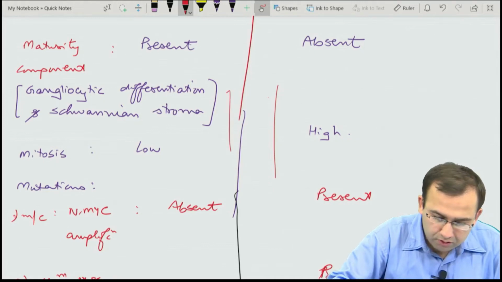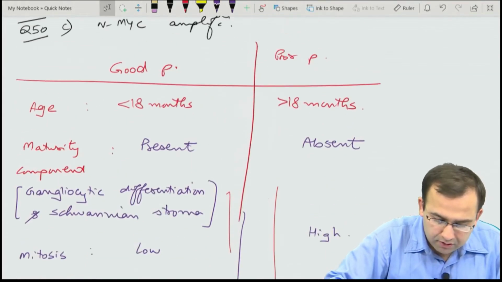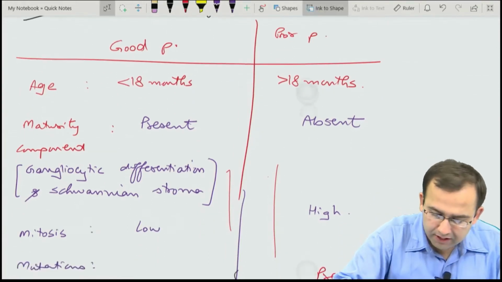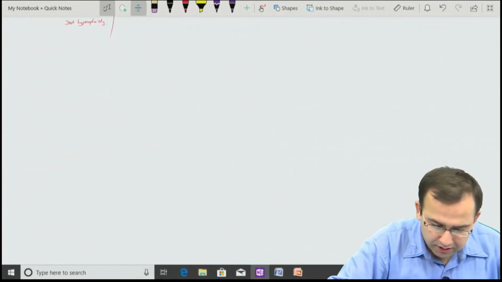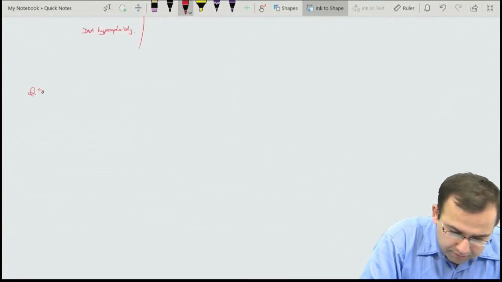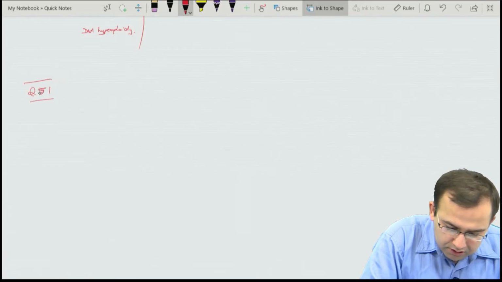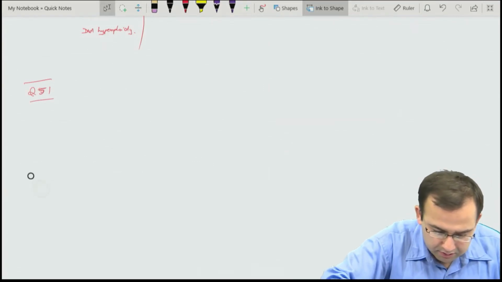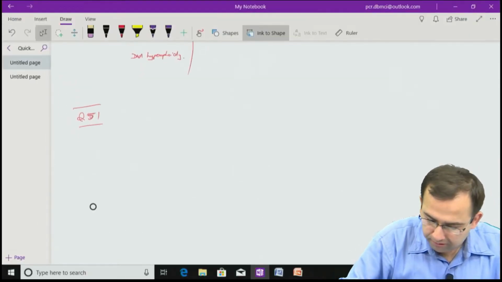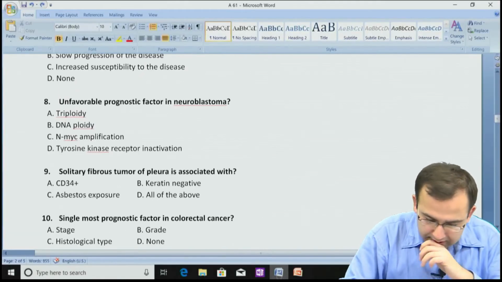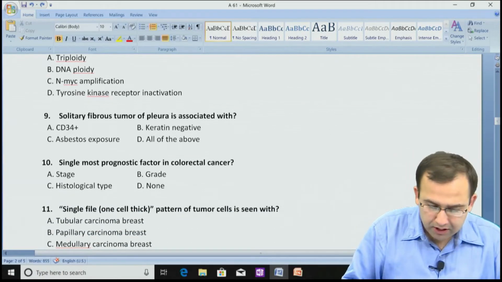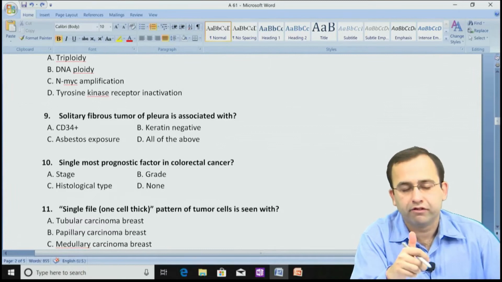So the answer is N-MYC amplification. This gets us to the next question, that is question 51. Let us have a look at the question. Solitary fibrous tumor of the pleura is associated with, and the answer is CD34 positive.